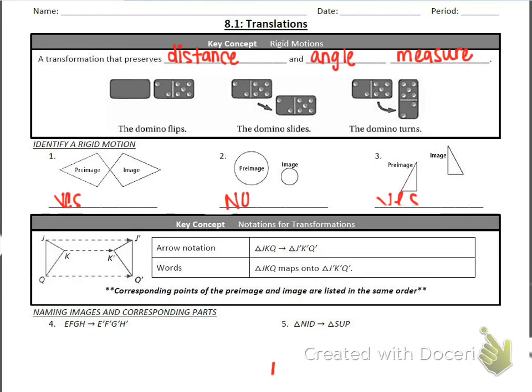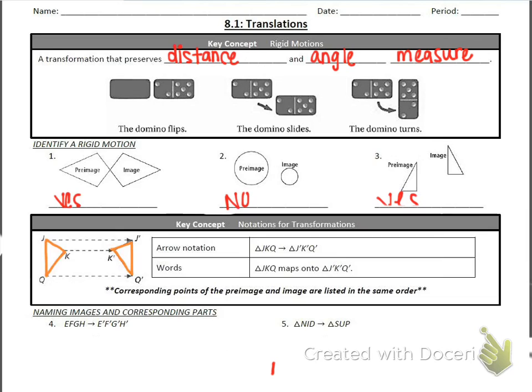Okay. So notation for transformations. There are two different ways we can describe a transformation. This one that is shown looks like a flip, so they flipped it. So here's your pre-image. Let me just outline it for you guys. There's your pre-image, and then here's your image. And what those dotted arrows are showing is the corresponding points.